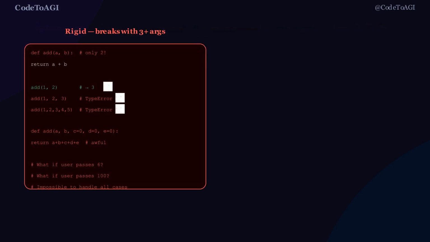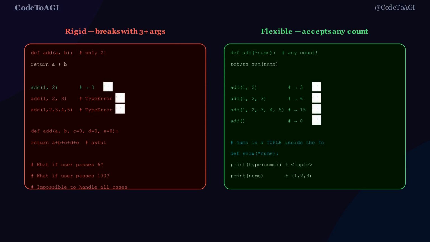You write a function called add that takes exactly 2 numbers. It works, but it only works for 2 numbers. What if the user wants to add 3 or 10? You could add more parameters, a, b, c, d, but how many is enough? Look at the left side, the rigid version. add takes a and b. Call it with 3 arguments, type error.